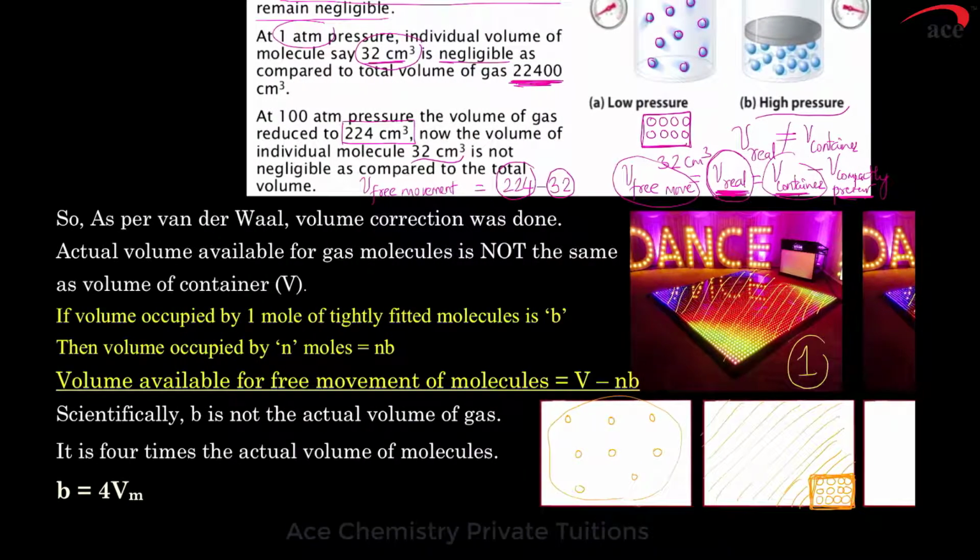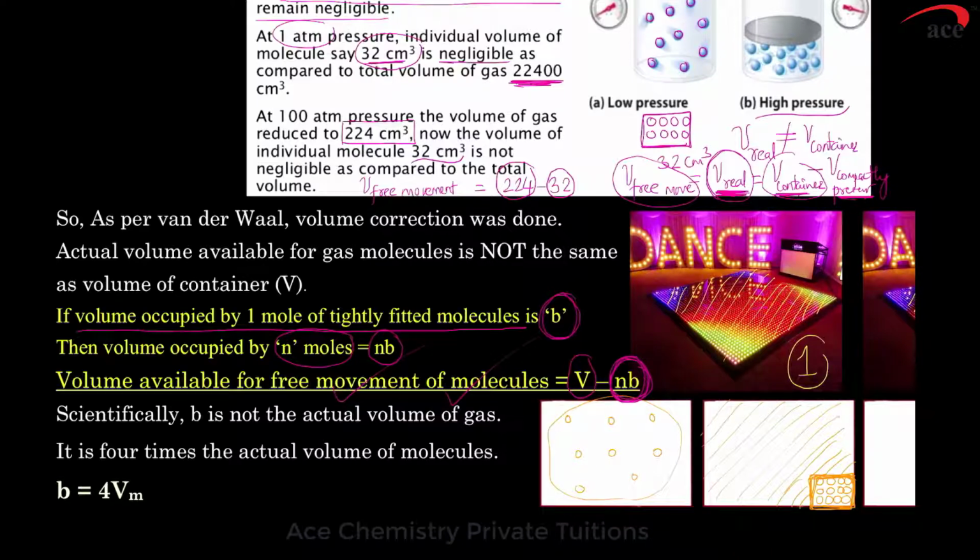So the volume available for free movement of molecules is how much? It is V, the volume of the container, minus nb. We consider that the volume occupied by 1 mole of tightly fitted molecules is b. 1 mole occupies b space, so n moles will occupy how much space? It will be nb. So tightly fitted n moles of gas will occupy nb.